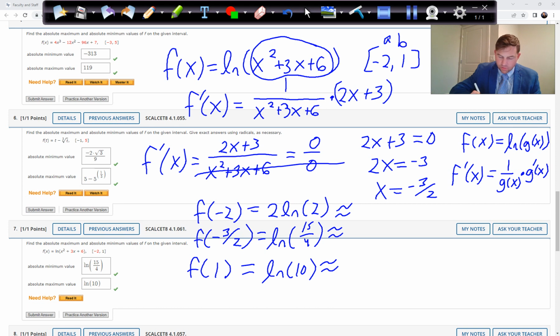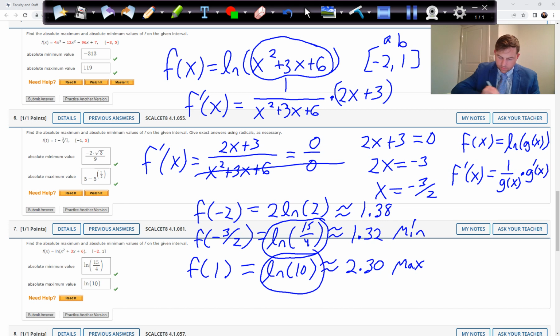Natural log of 10 is 2.30. Let's see here. 15 over 4 is 1.34. 1.32. That's 15 over 4 in the natural log function, so don't forget that. 2 times natural log of 2 is 1.38. So they're pretty close, but this is the smallest, this is the biggest. So you're going to type this one and this one. Okay, and that would do it for problem 7.